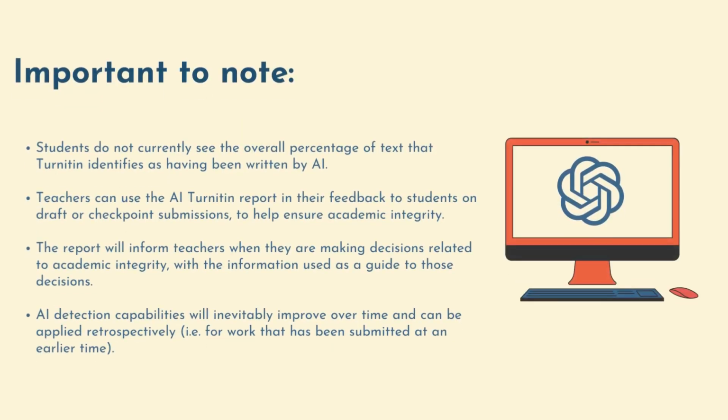There is currently no functionality that allows students to see the overall percentage of text that Turnitin identifies as having been written by AI. However, teachers can use the AI Turnitin report when giving feedback to students on draft or checkpoint submissions to help ensure academic integrity. Teachers will use the AI report as a guide to inform their decision-making related to issues of academic integrity in student work. Even if work has not been identified by the Turnitin system, work may be challenged as being produced by AI.